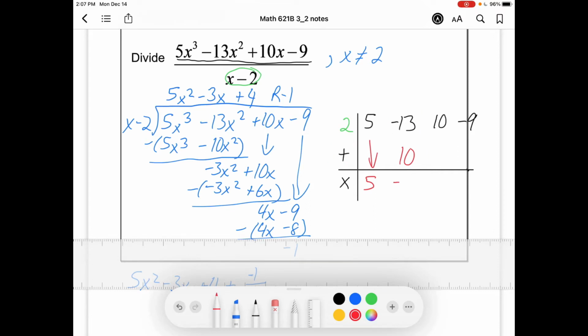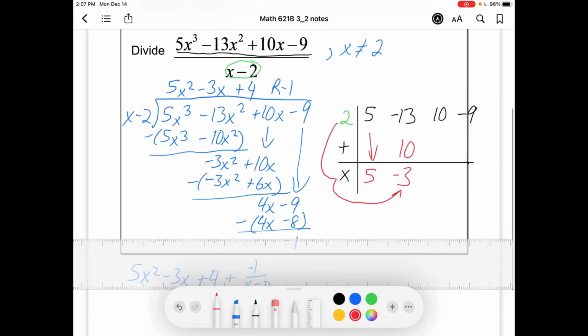So I'm going to get negative 13 plus 10 is negative 3. And again, I'll take 2 and multiply it by negative 3, and I'll just throw it up diagonally. So this will be 2 times negative 3 is negative 6. Let me just get rid of all those little arrows that I drew. Undo. There we go. And now I repeat.